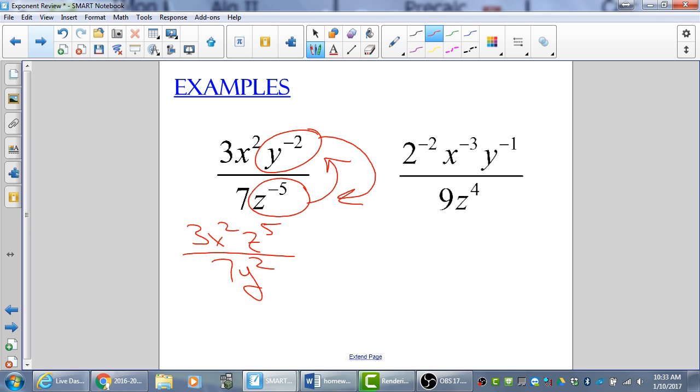Everything gets moved down. But 2 times 9, that's going to give you 18. It's multiplication when you move it down. And then we have x to the 3rd, y, z to the 4th. Everything ends up in the denominator. When that happens, there's a 1 up there.